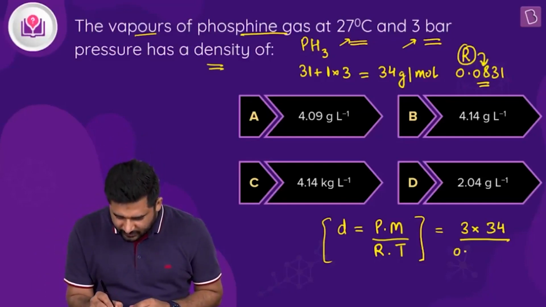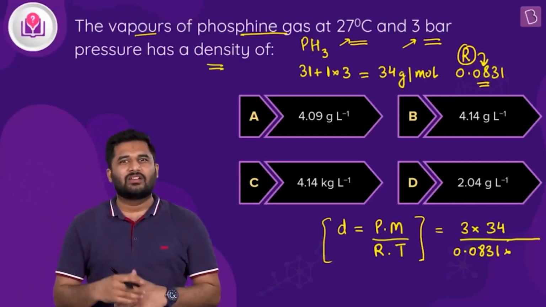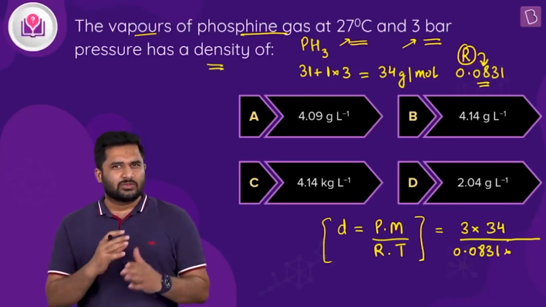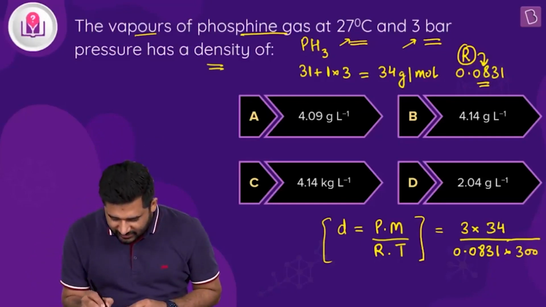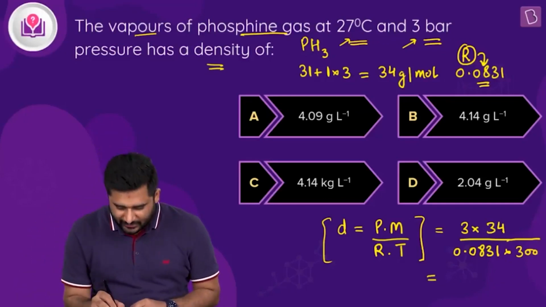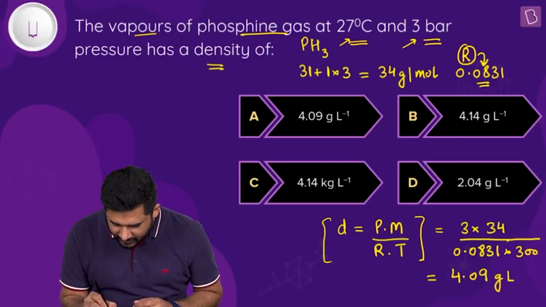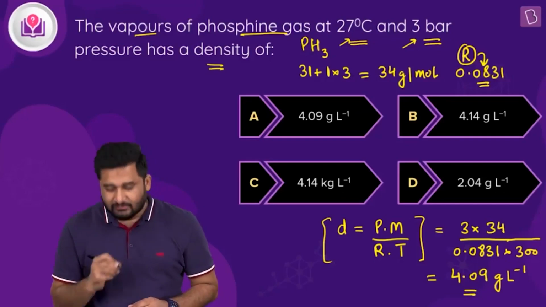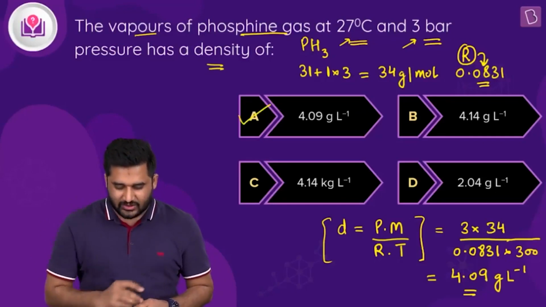So let's put this value 0.0831 into temperature. Since it is given to us in degree Celsius, we have to first convert it into Kelvin. When you add 273 to this value, you get the value in Kelvin, which is nothing but 300. Upon solving this, what you will get is 4.09 grams per liter. This is the value for density of this gas, which means the right answer to this question is option A.